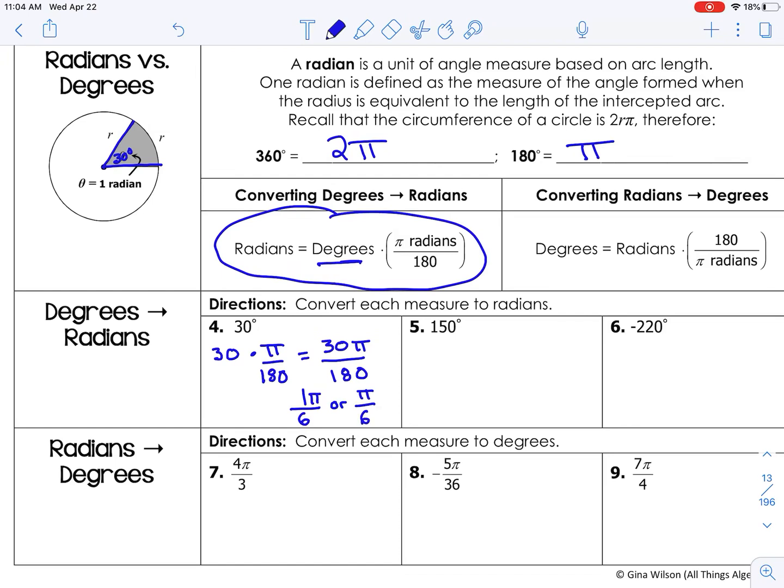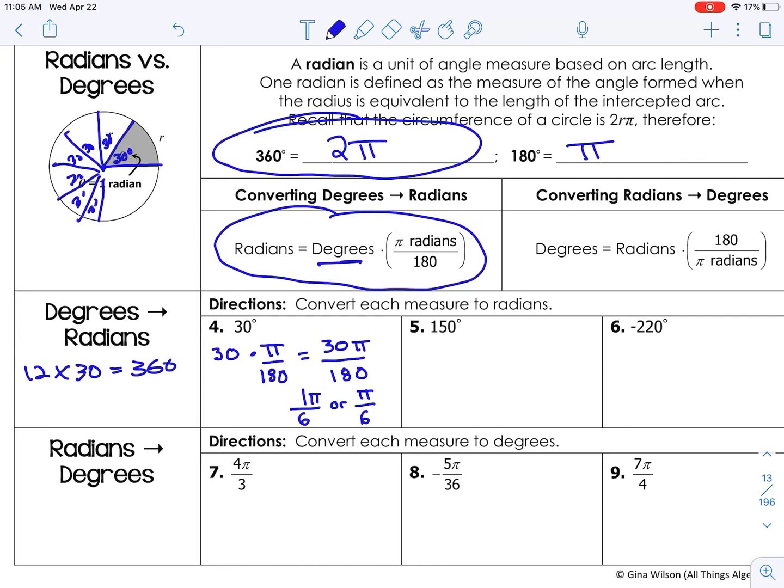Now I want to take a moment and make sense of that answer. Now we know that the whole big circle is 2 pi. We know that 360 is 2 pi, right? So just like we did last time in my previous example, how many of these 30-degree angles would go around the circle? How many pieces of pi would it take us to finally get to 360? Okay, well, just like before, it would take 12 of them, because 12 times 30 would give us the whole circle of 360.